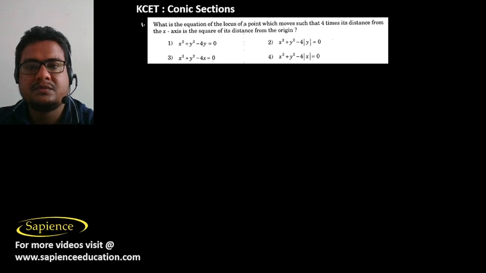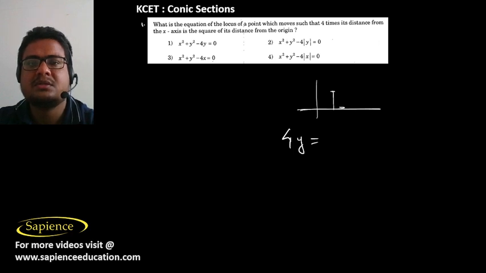So here in the first question, it is told, what is the equation of the locus of a point which moves such that 4 times its distance from the x-axis is the square of its distance from the origin? So the equation of the locus of a point which moves in such a way that 4 times its distance from the x-axis. The distance from the x-axis is nothing but the y coordinate. 4 times distance, it is 4y is equal to the square of its distance from the origin.